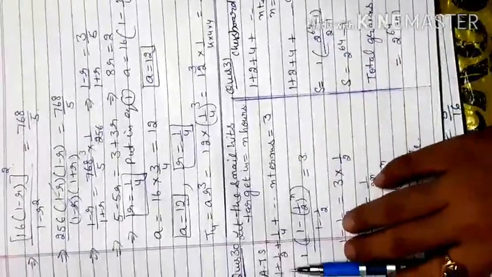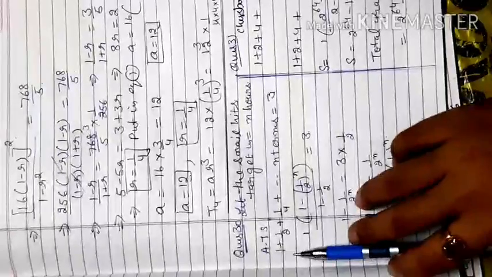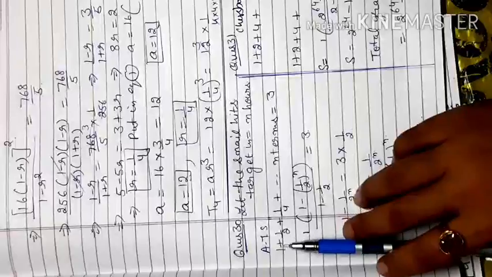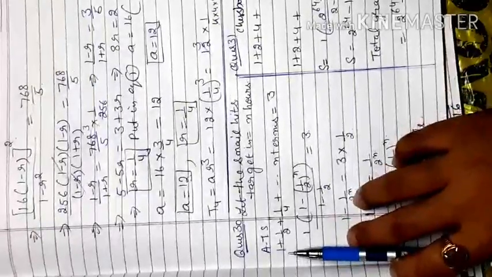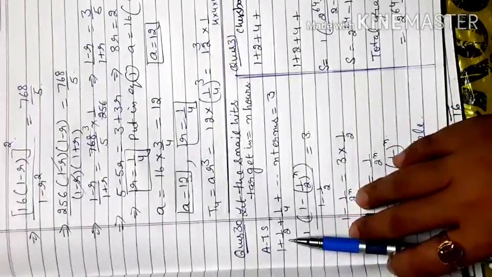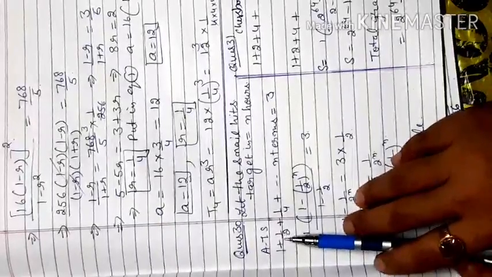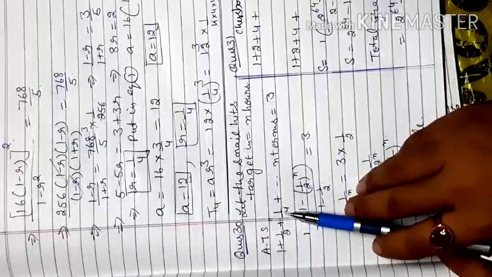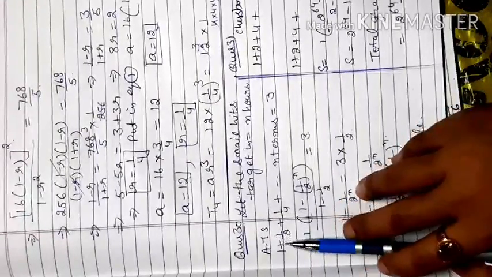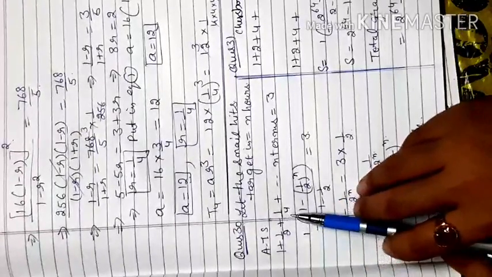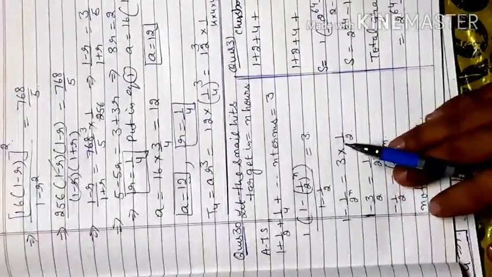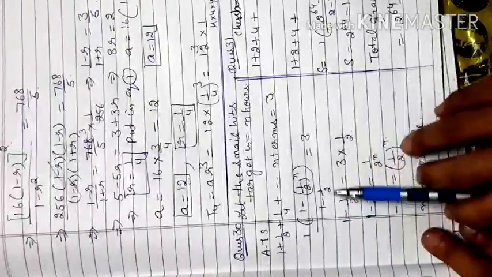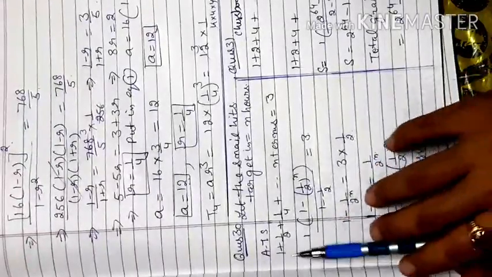Because in the first step he will cover 1 hour, but in the next step he will cover half of the previous one. Half of the previous one means whatever previous value is there, that will be multiplied with 1 by 2. Like 1 by 2 multiplied by 1 gives you 1 by 2. And when he moves to the next step, this 1 by 2 multiplied by again 1 by 2 gives you 1 by 4. That means for finding the next term, the previous term will be multiplied by 1 by 2. That means your ratio, R value, is 1 by 2, A value is 1.